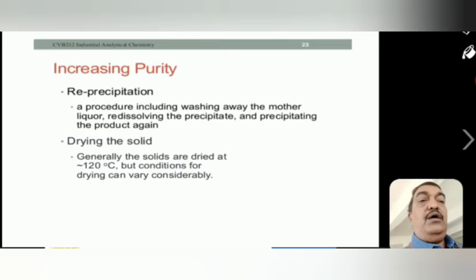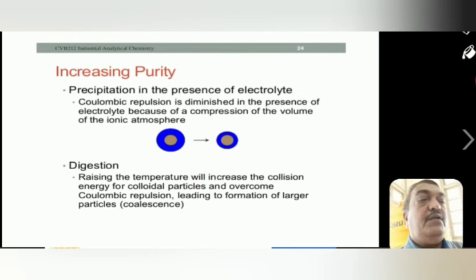Then to have a good yield, as already I have quoted, the solids are dried. Generally the filtered material is dried at least at 120 degrees centigrade. That temperature is essential. Already I have noted that if the temperature is more than 100, that is 120, then ultimately whatever precipitate formation is there will be done in a good condition. Okay. Then now, increasing the purity.